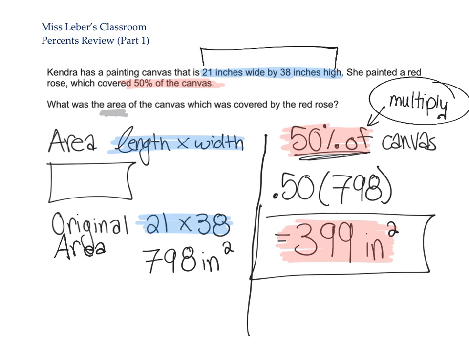You can also write out inches squared if you felt like it. If you wanted to write inches squared or inches with the word squared, either way, making sure to keep that unit, because when we do area, it's always inches times inches is going to give us inches squared.